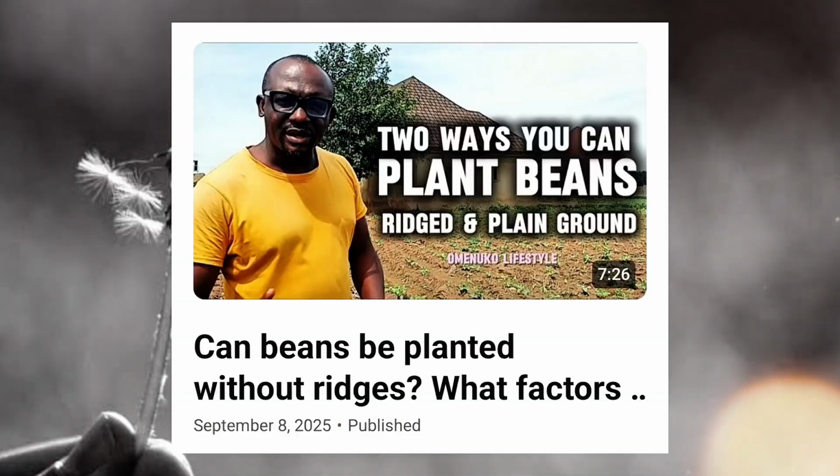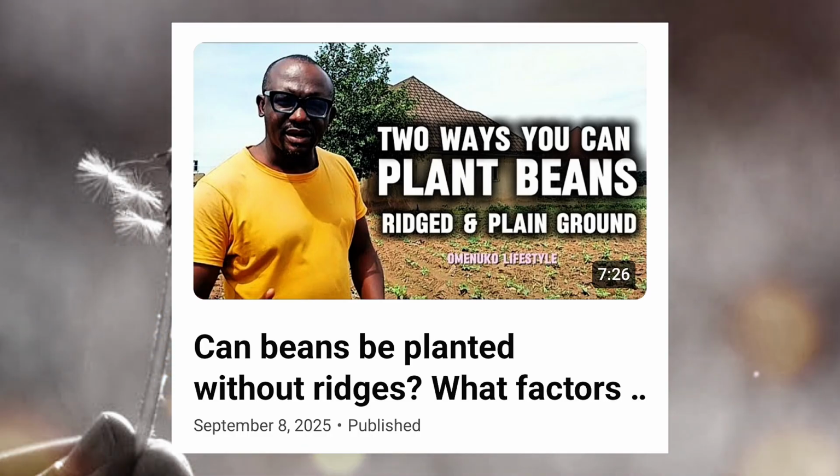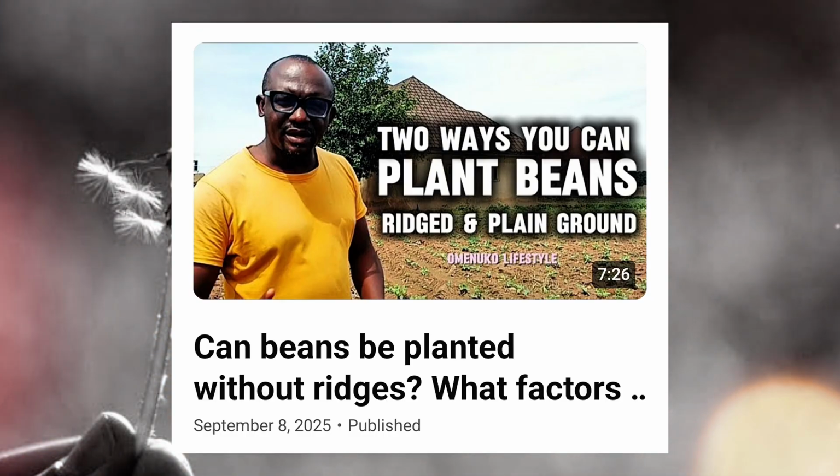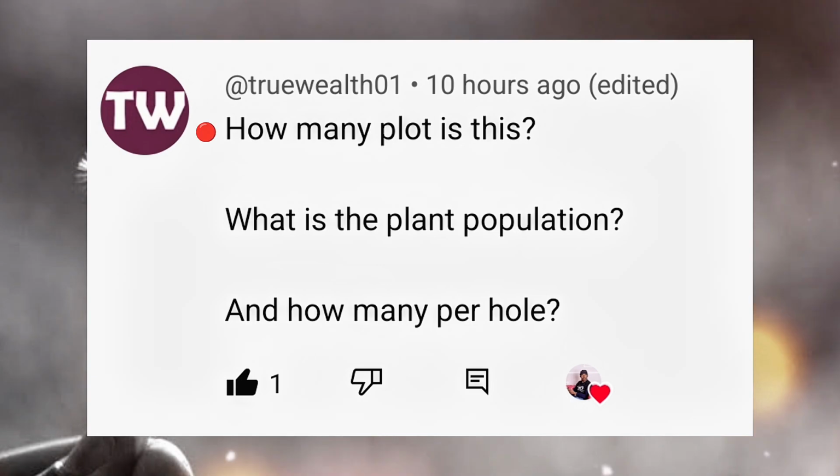So, about 2 weeks ago, I posted a video, 2 ways you can plant beans. Either you make ridges or you plant on the plain ground. And it is in the comment section of that video that True Wealth asked me these 3 questions. How big is the land? What's the size of the land? Or what's the capacity of the land? Then how many seeds of beans did I plant per hole? Then what is the plant population?